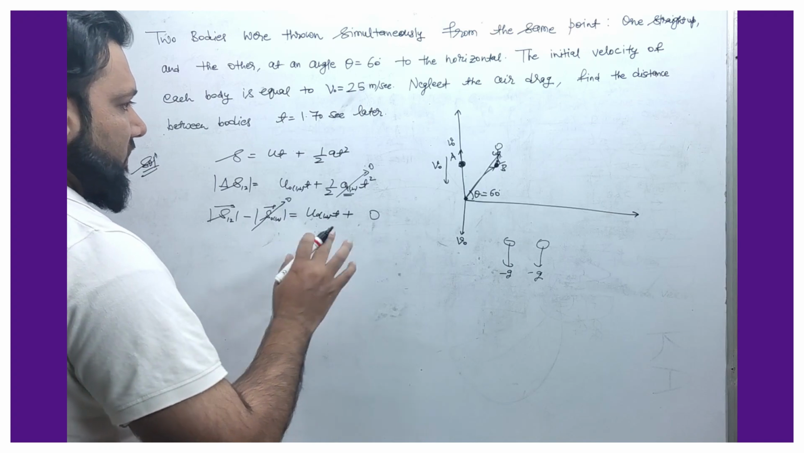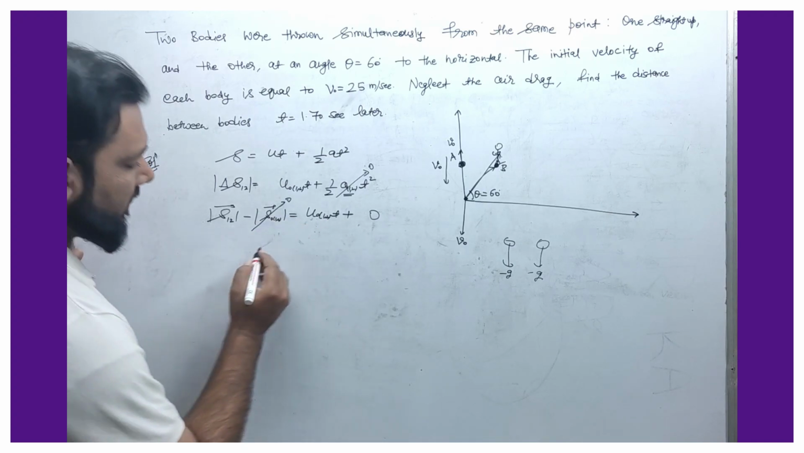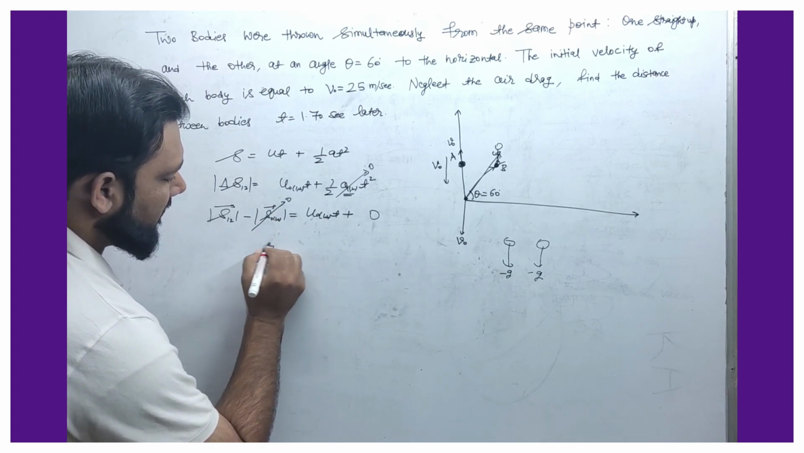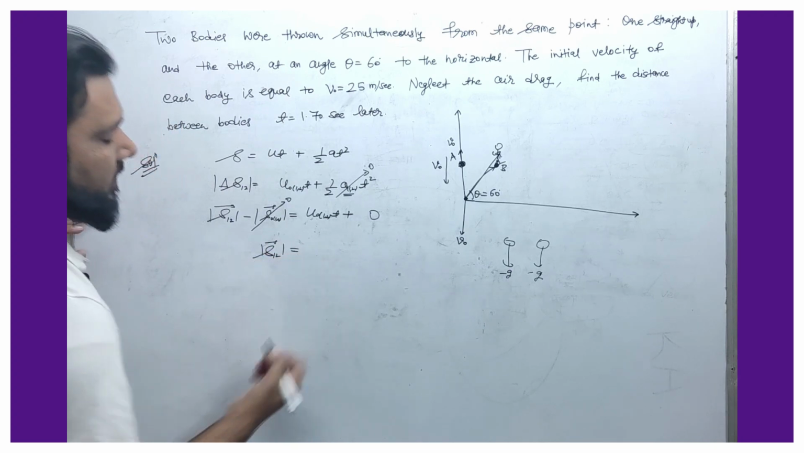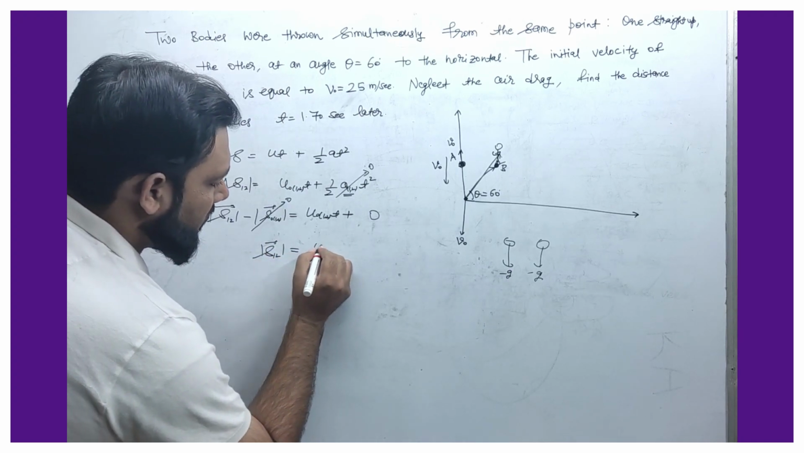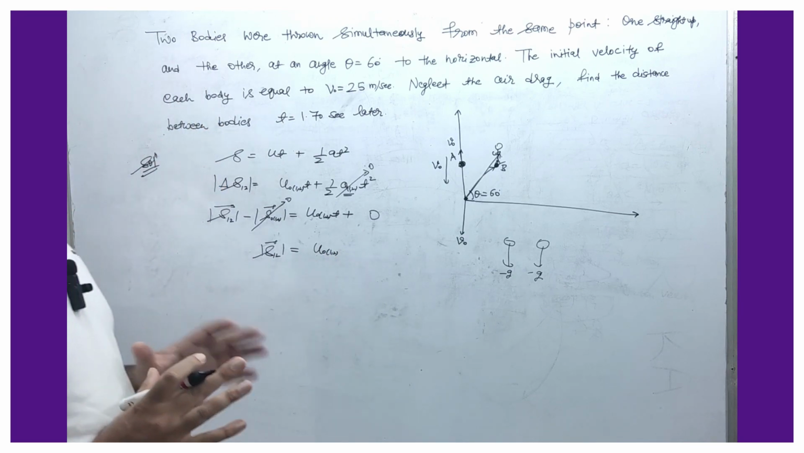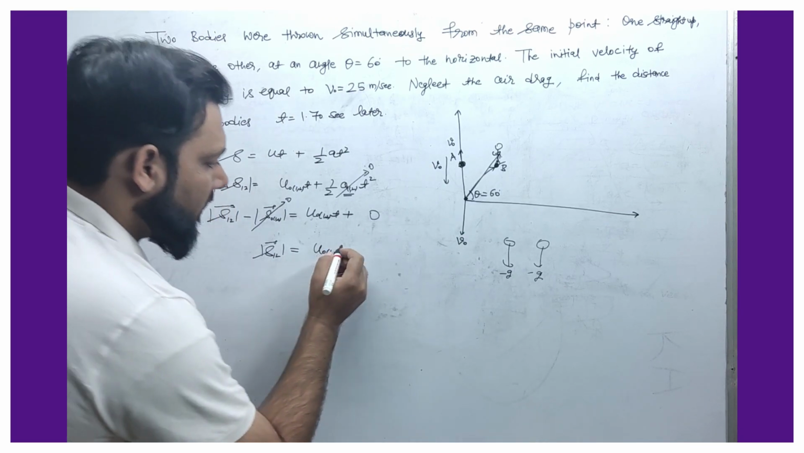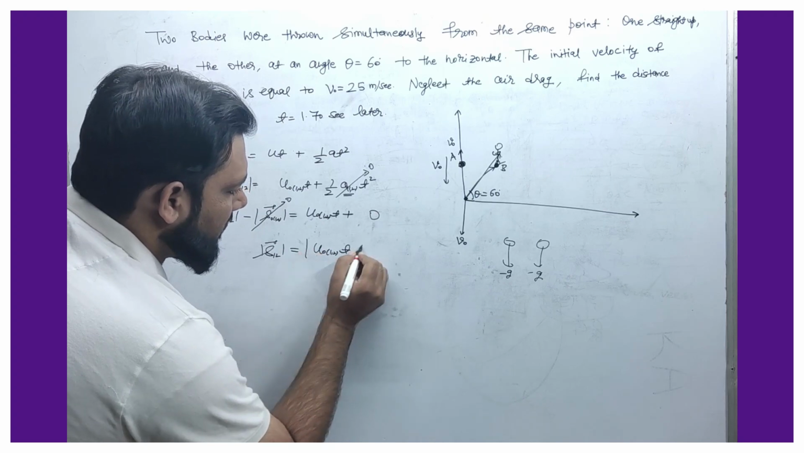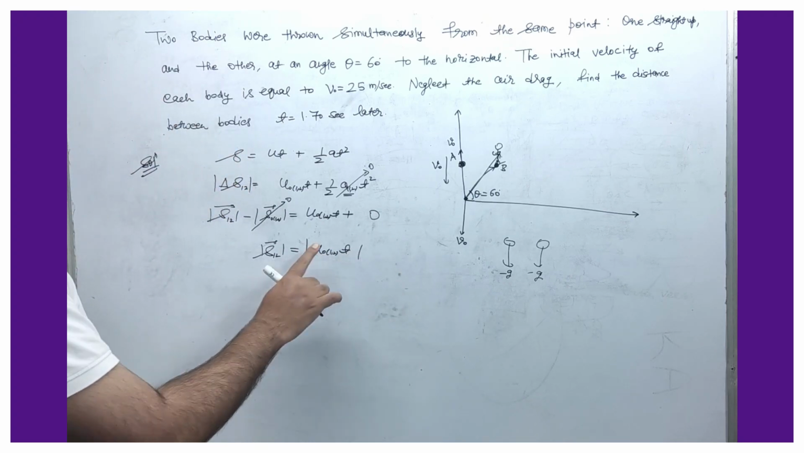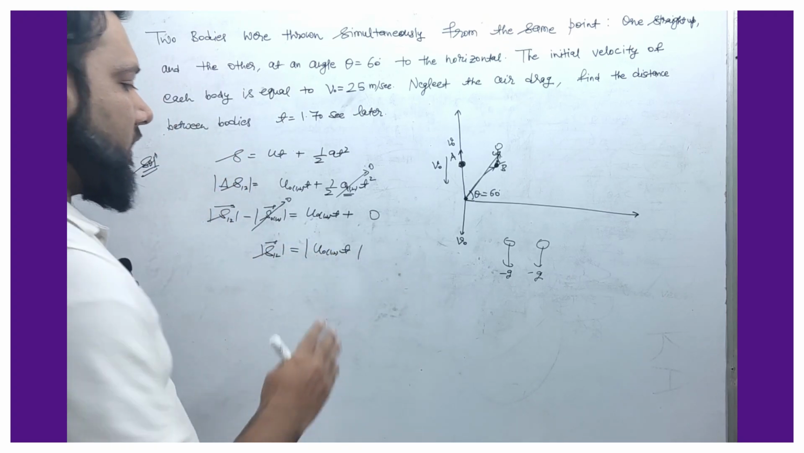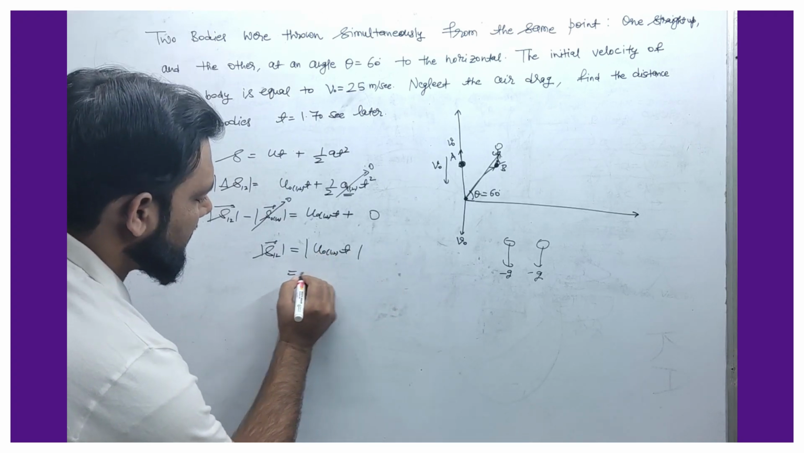So the distance between these two particles at time t, the relative distance, will equal the magnitude of their initial relative velocity into time. Is it okay guys? Now time is a scalar quantity, so we can write this in such a way.